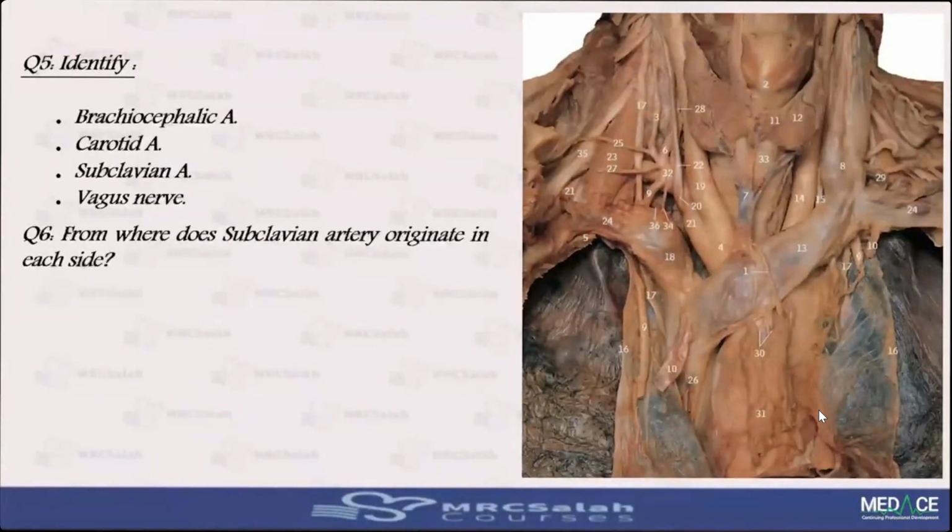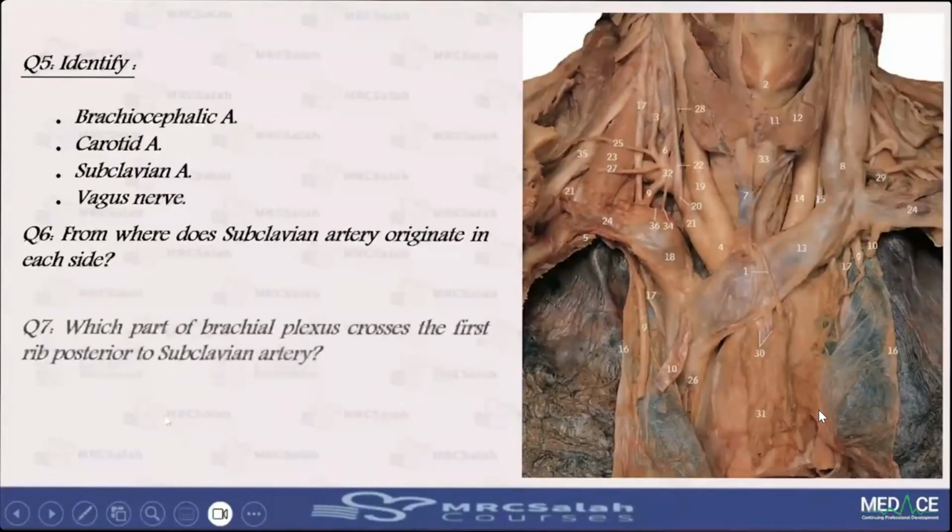Good. From where does the subclavian artery originate on both sides, please? The right subclavian artery originates from the brachiocephalic artery, while the left subclavian artery originates directly from the arch of the aorta. Yes. We have only one brachiocephalic, which is the innominate artery, because it's only one.